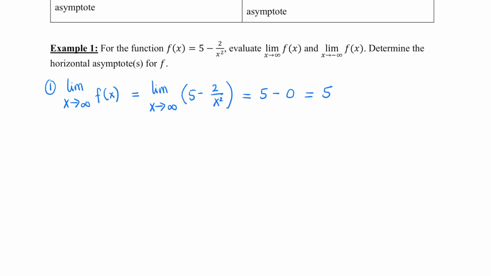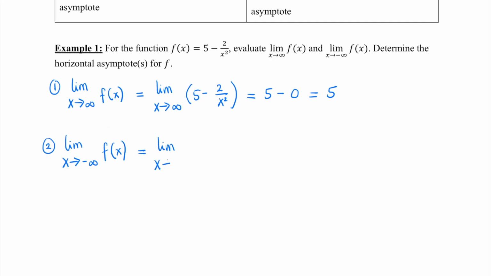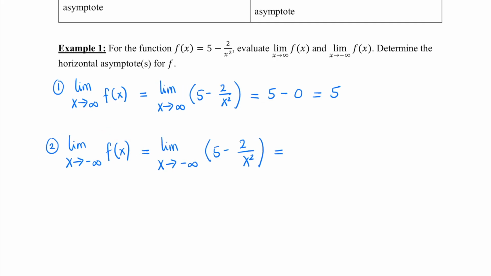Next, we are going to find the limit of f of x as x approaches negative infinity. Again, we are going to replace f of x with 5 minus 2 over x squared. As x approaches negative infinity, x squared is very large. So again, 2 over x squared approaches 0. So I have 5 minus 0, which is 5.